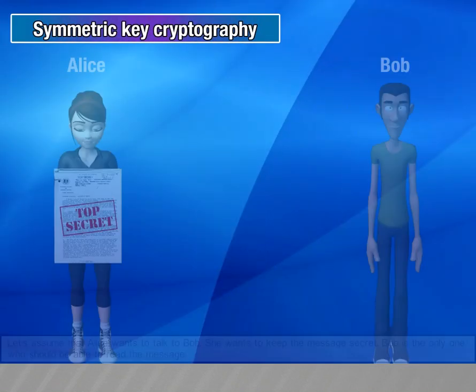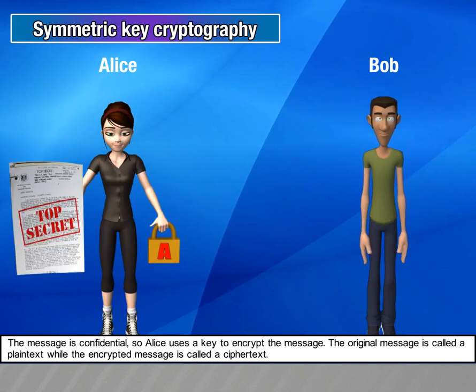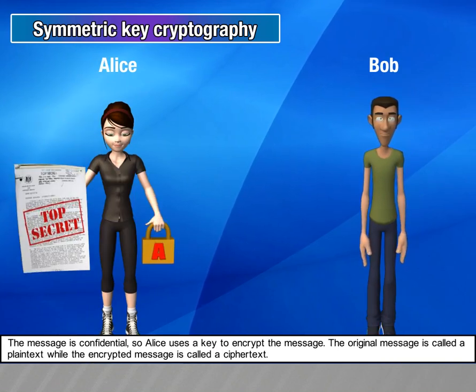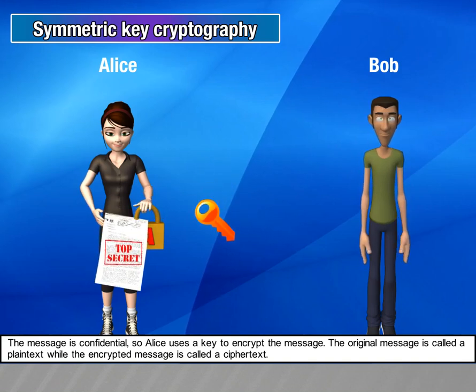Symmetric key cryptography. Let us assume that Alice wants to talk to Bob. She wants to keep the message secret. Bob is the only one who should be able to read the message. The message is confidential, so Alice uses a key to encrypt the message. The original message is called plaintext, while the encrypted message is called ciphertext.